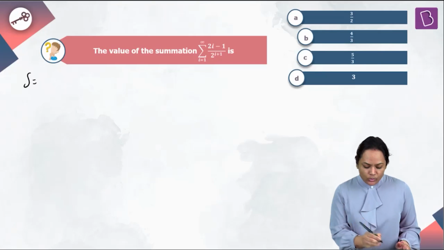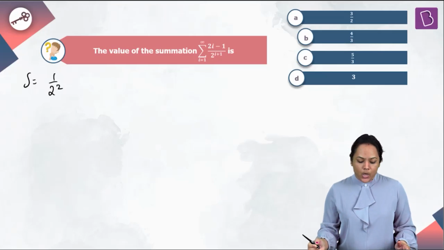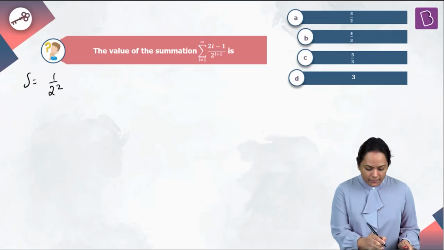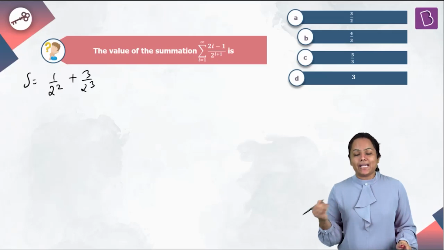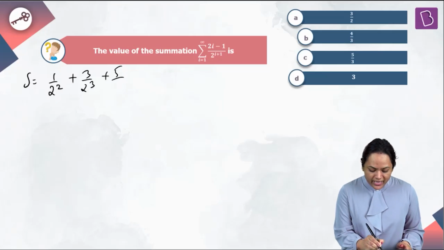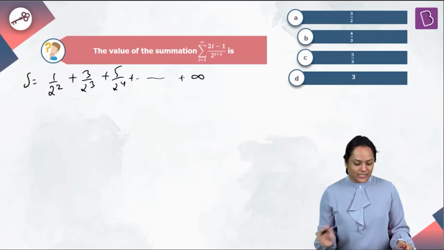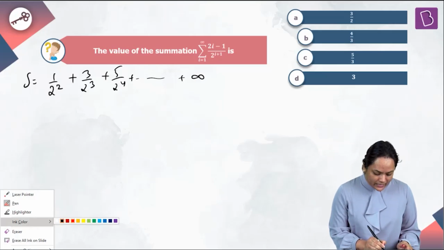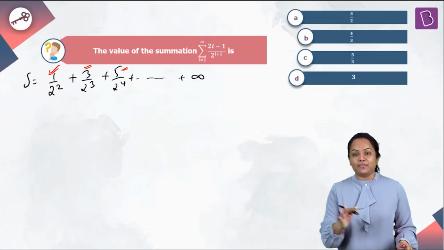When I put i is equal to 1, my first term is 1 by 2 square. Right? When I put i is equal to 2, my second term will become 3 by 2 cube. Then when I put i as 3, my third term will become 5 by 2 raised to 4, and this will go on till infinity. Now I guess you can figure out the sequence. Well, how will we do that? 1, 3, 5, 7 and so on.